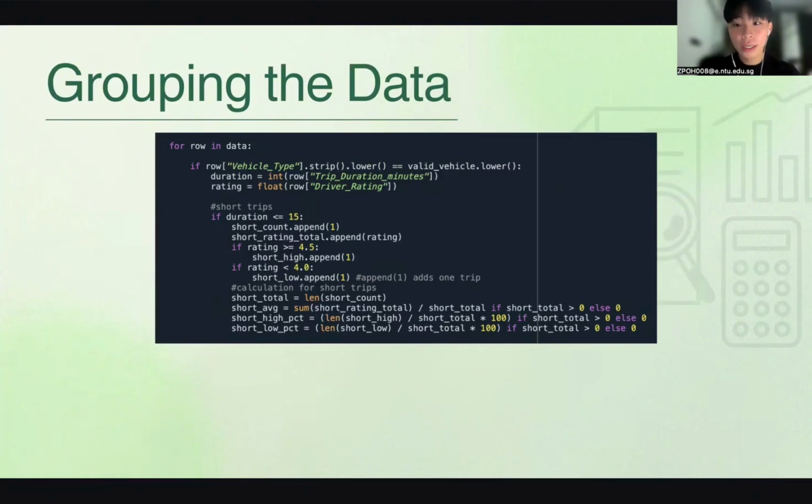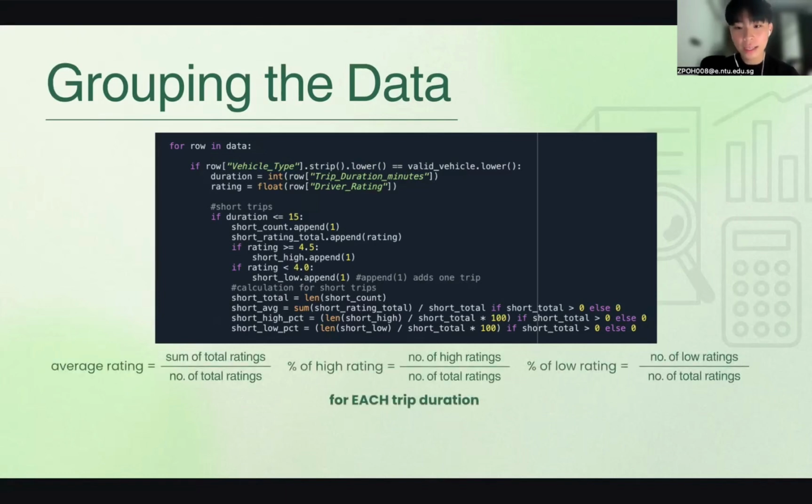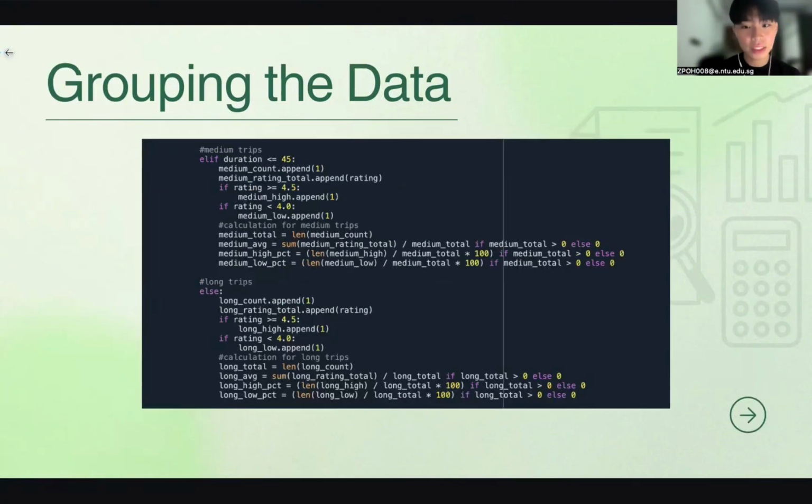To do this, we create another for loop to check if the vehicle in each row of data in the data set matches the user input. We then extract the trip duration and the driver rating from the data set and use conditional statements to categorize the data respectively, appending the relevant list that we set up previously. We then calculate each variable that will be displayed in our output with the respective formulas shown here. So this slide here shows the calculation commands for short trips, and the same calculation commands are then repeated for medium and long trips using the if, elif, else conditional statements.